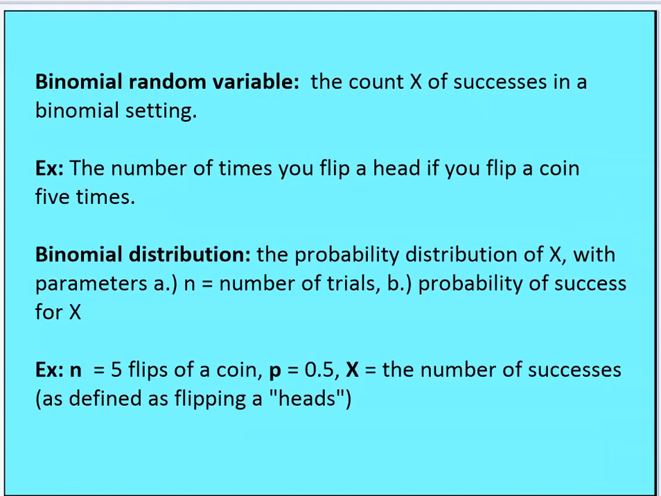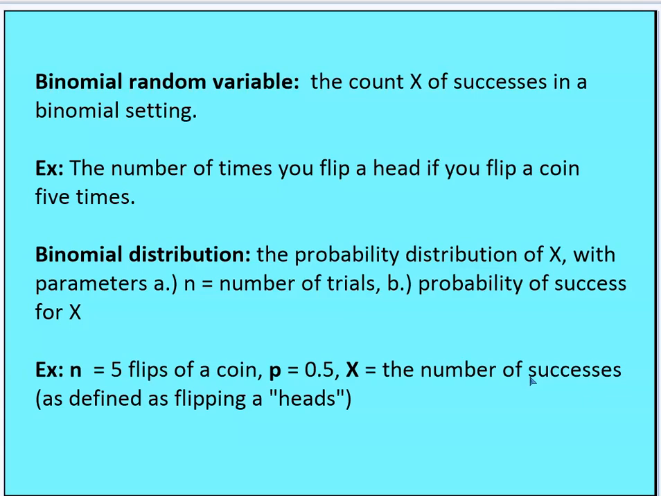The binomial random variable is the count of X successes in a binomial setting. For example, the number of times you flip a head if you flip a coin 5 times. The binomial distribution is the probability distribution of X with the parameters N, number of trials, and P, the probability of success. So when we fill out the values, N is equal to 5, P is 0.5, and X is the number of successes that we get from the 5 flips.